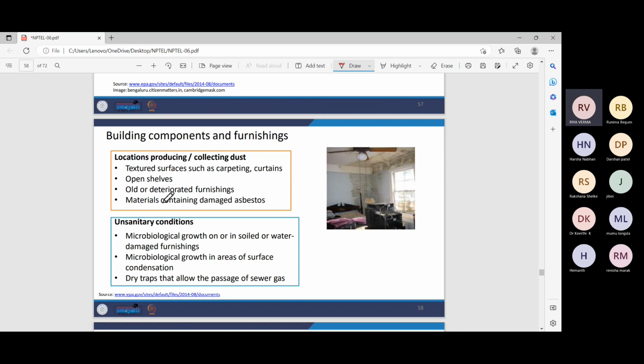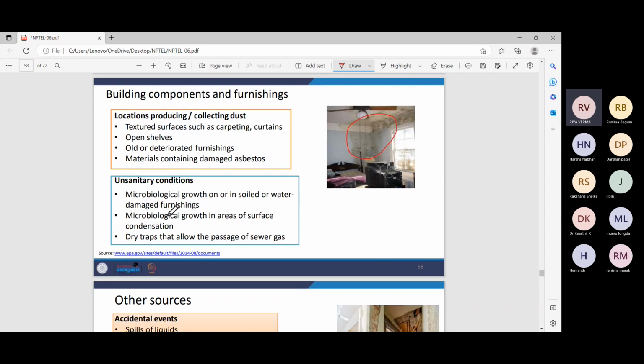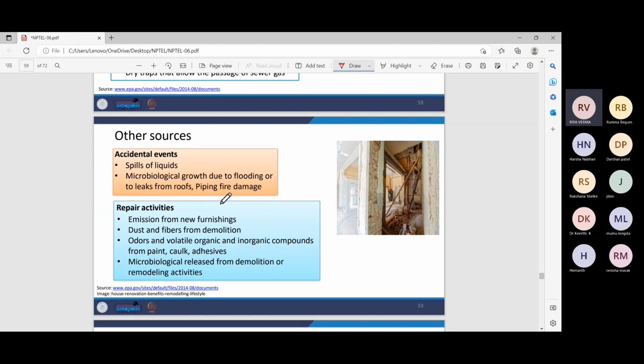Then we have unsanitary conditions, for example, microbiological growth on or in soiled or water-damaged furnishings. For example, in this area you can see a lot of moisture is there. Also, the blackening of this place shows a development of fungi or some kind of bacterial growth. Dry traps that allow the passage of sewer gas are also an unsanitary condition.